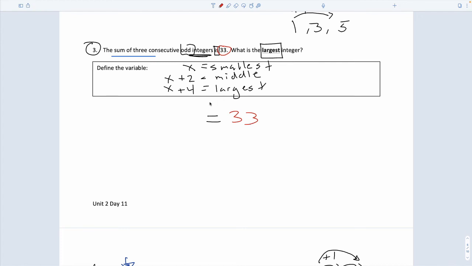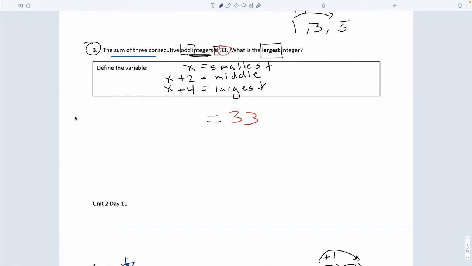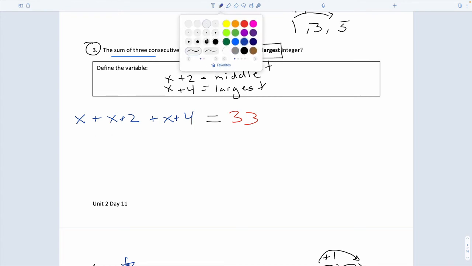Is everyone on number 3? Did I confuse you by working backwards? Sorry. So this one's actually a bit easier than number 4. I still have the same thing that I saw in 4, which is the sum of 3. So let's set it up as x plus x plus 2 plus x plus 4. And that's all I need.